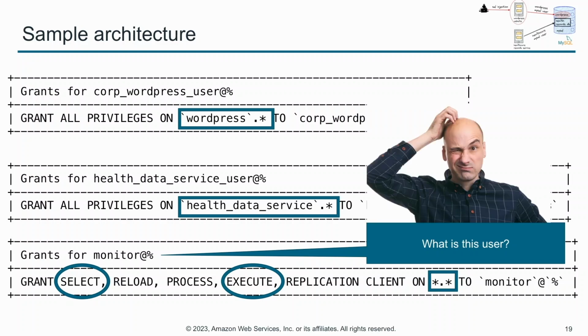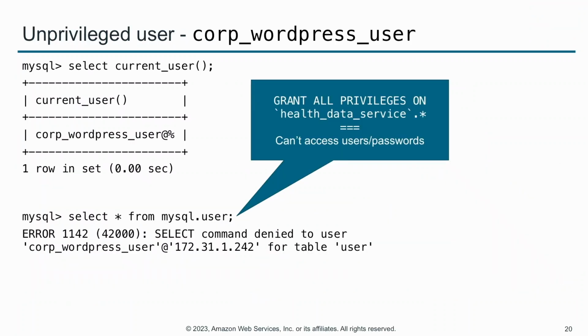So the question is: what is this user, why is it there, and how can we potentially exploit it? By the name of this monitor user, I can imagine what it is. But let's first see what kind of grants we have. We have this unprivileged user, and if we try to select from mysql.user, we get a command denied. The same will happen if we try to access the healthcare database.